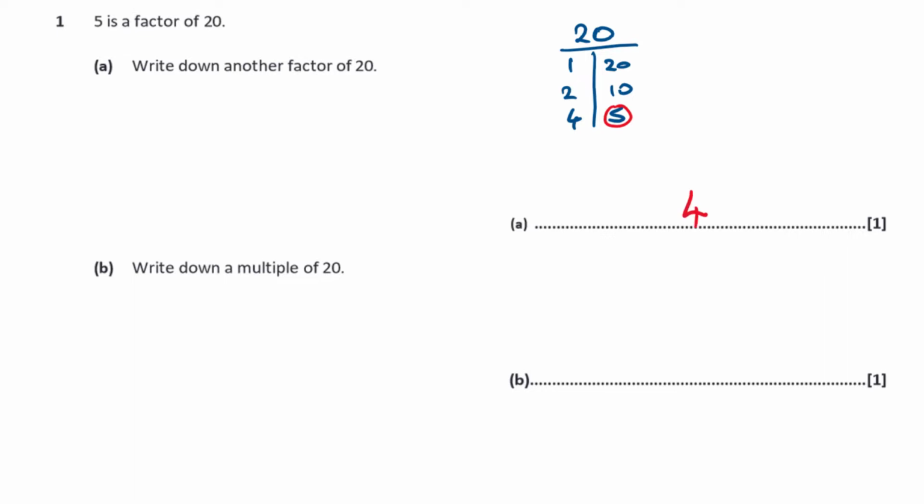Part B says write down a multiple of 20. Well, a multiple of 20 is any number in the 20 times table, so 20 would work, wouldn't it? You could have 40, 60, 100, and so on.